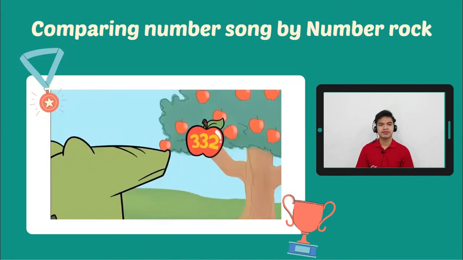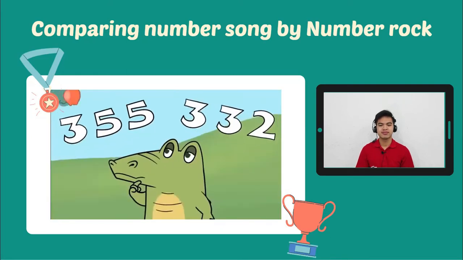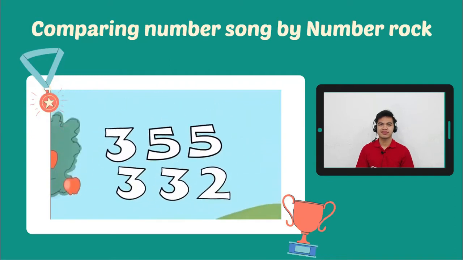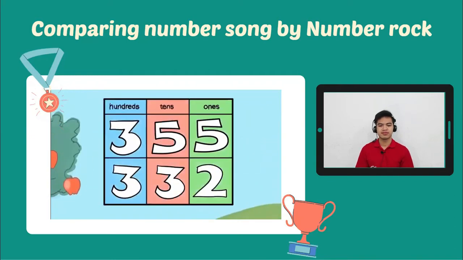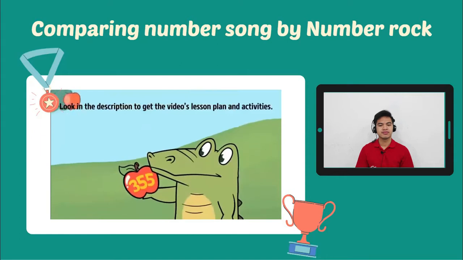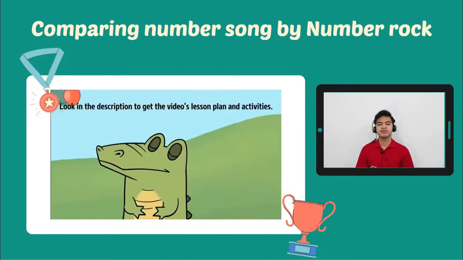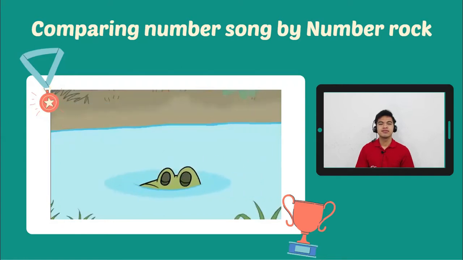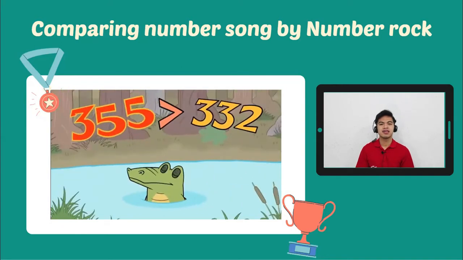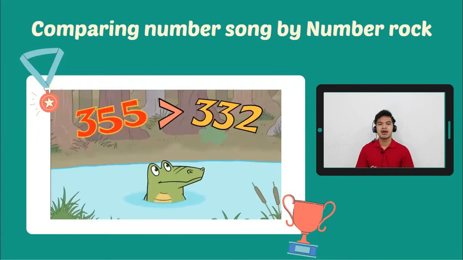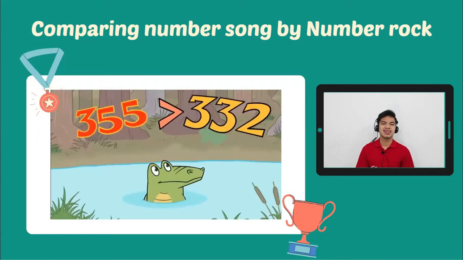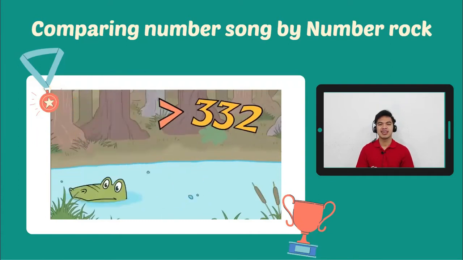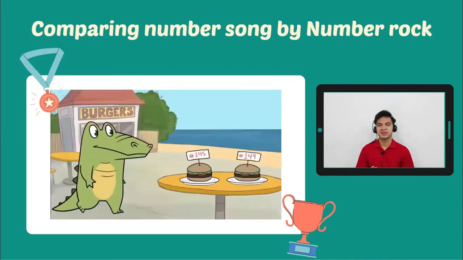355 and 332. The gator needs to eat the one with the greater value. He looks at the place values from left to right. Five's the greatest tens place, so he takes a big bite. The hungry alligator eats the number that is greater. The number that is least is never part of his feast.